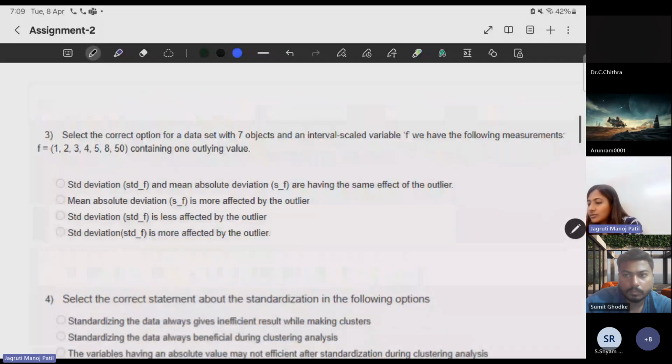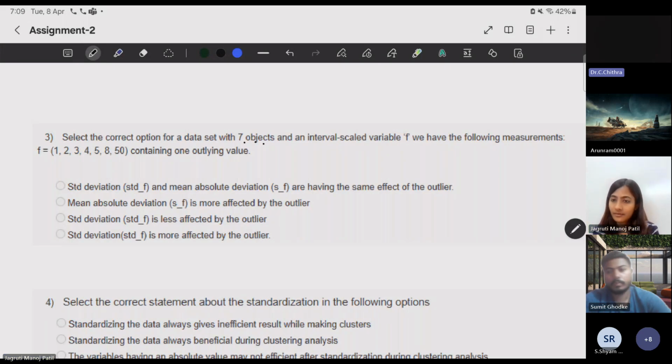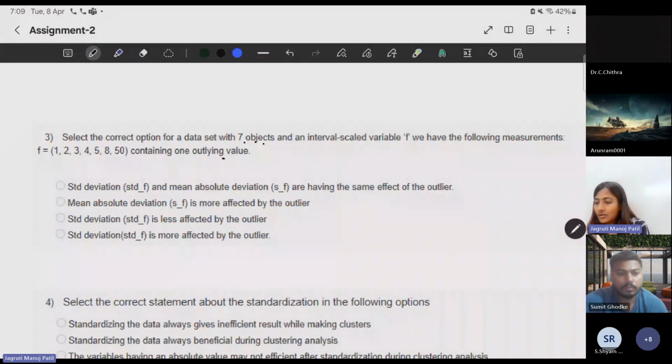Okay. So select the correct option for a data set where you have 7 objects and an interval scaled variable f. We have the following measurements. f is this, containing one outlying value. So which of the following holds for this? Do the standard deviation and mean absolute deviation have the same effect from the outlier? Mean absolute deviation is more affected by the outlier. Standard deviation is less affected. Standard deviation is more affected. Which of the following is true?